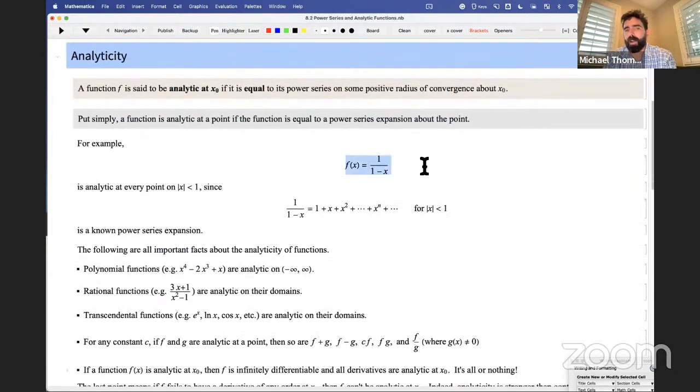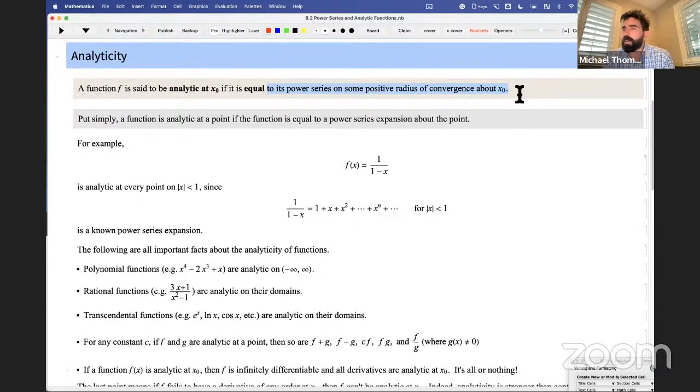So like this function right here, 1 over 1 minus x, we know from Calc 2 that it has a power series representation, power series expansion, and it's equal to that power series expansion. That's something we proved in Calc 2. So because of that, we know that this function is analytic everywhere inside this interval. And the reason why is because it's represented by a power series in that interval. And that's what it means. It's equal to its power series on a radius of convergence about the point.